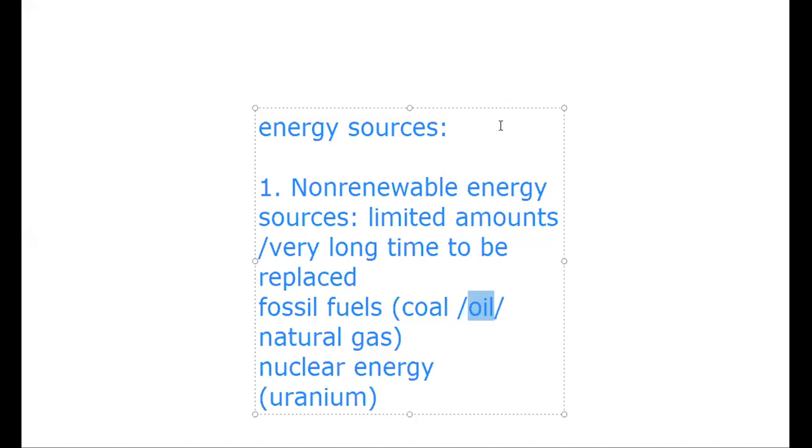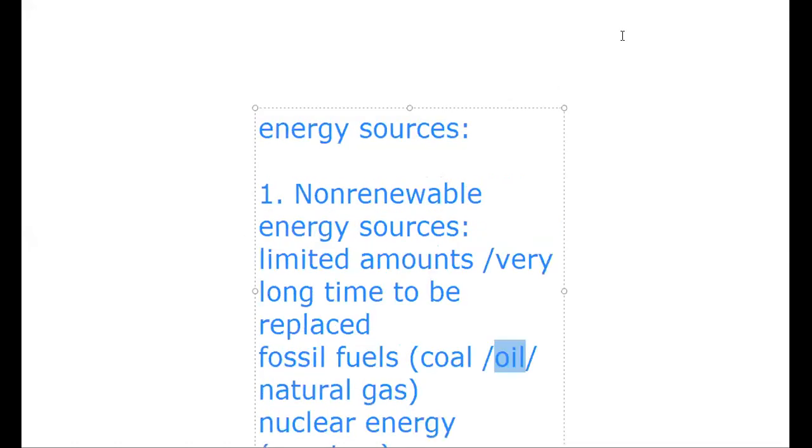Now, today, inshallah, we are going to talk about the second type of energy sources. That is the second type, which is renewable energy sources. Look at this word. You can separate it into re-newable. So they can be replaced quickly.